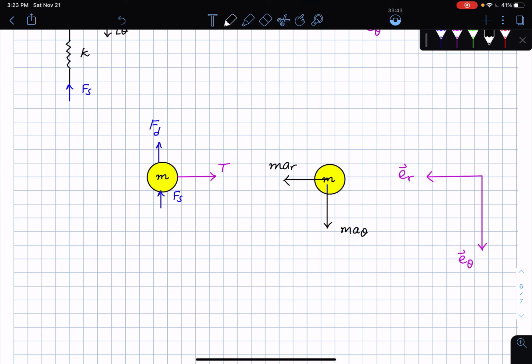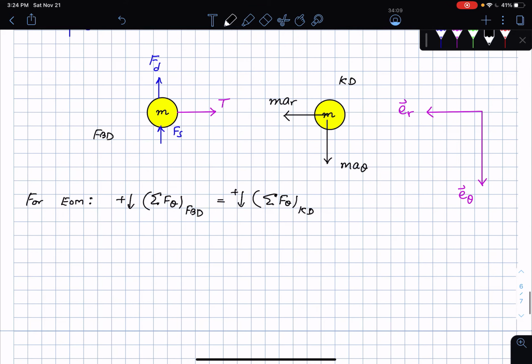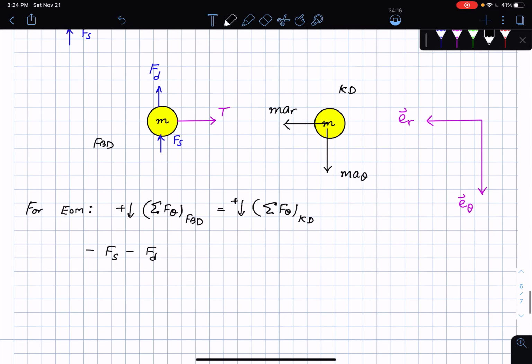Since we are looking at the equation of motion, sum of forces in the theta direction on the free body diagram, and this is the kinetic diagram, with theta pointing down to be positive, is equal to the sum of forces in the theta direction on the kinetic diagram, theta direction positive down. What are the forces? I'm going to have minus Fs minus Fd, and then there is also the torque that I have applied on it.